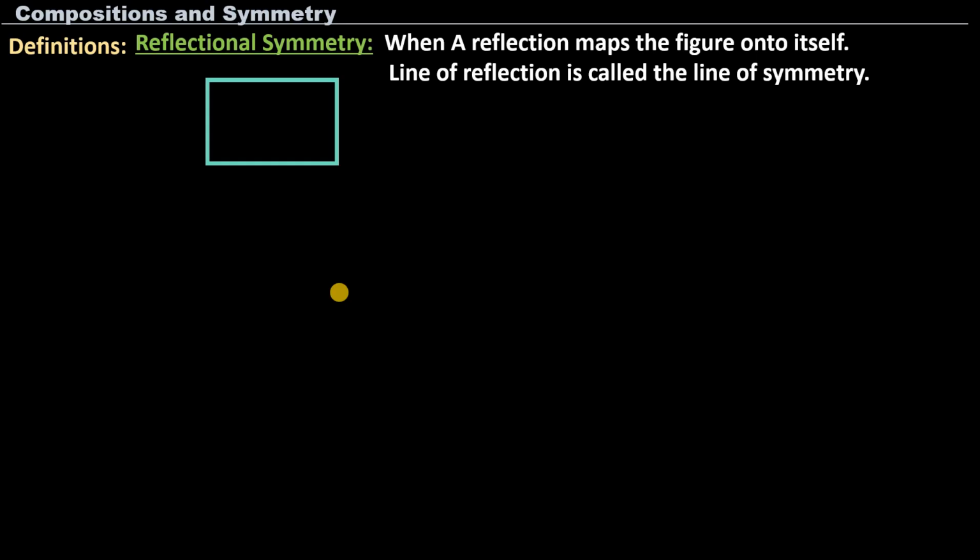The best way to think about this is, where can you draw a line on a shape and perfectly cut it in half so that both sides are the same? Think about a butterfly flapping its wings. It's perfectly symmetrical on both sides.